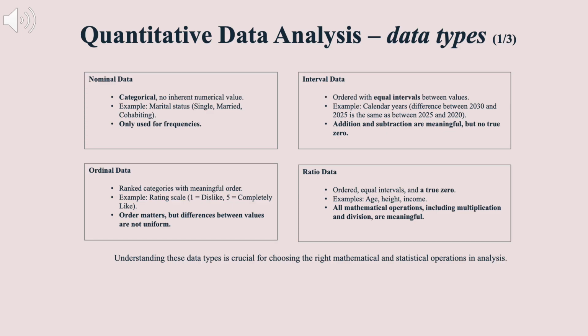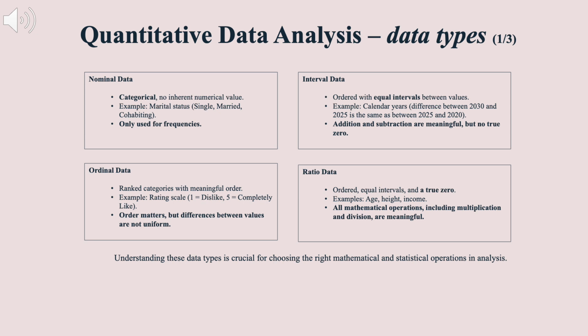Quantitative data can be categorized based on how they can be manipulated mathematically. There are four main types: nominal, ordinal, interval, and ratio data. Nominal data, also known as categorical data, represent categories with no inherent numerical value. For example, marital status can be coded as 1 for single, 2 for married, and 3 for cohabiting. However, these numbers are just labels. They cannot be ordered or used in calculations like averages or medians. They are primarily used to represent frequencies.